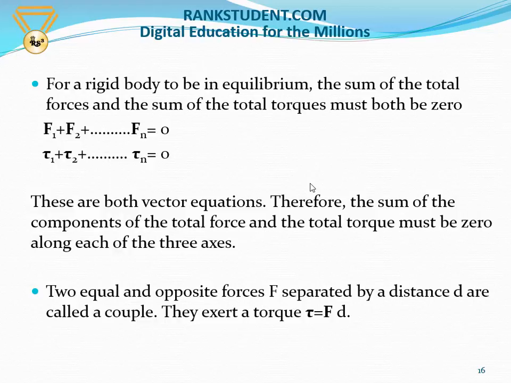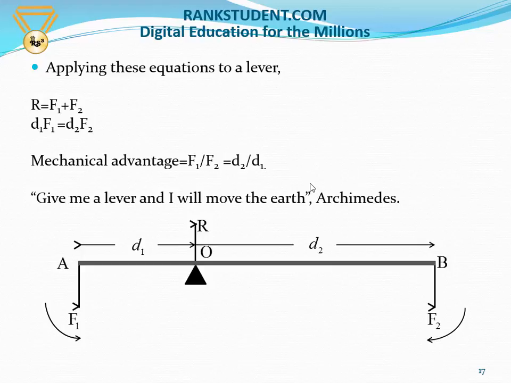Two equal and opposite forces F separated by a distance d are called a couple. They exert a torque on the body tau equals Fd. That is the definition of couple in physics.